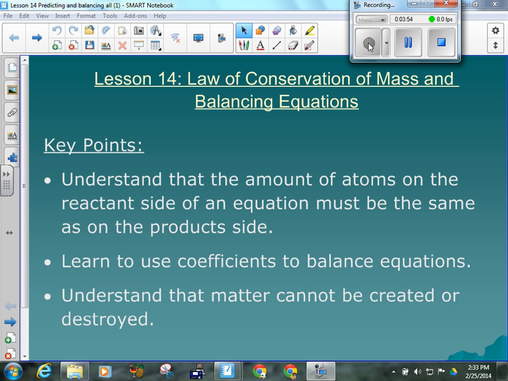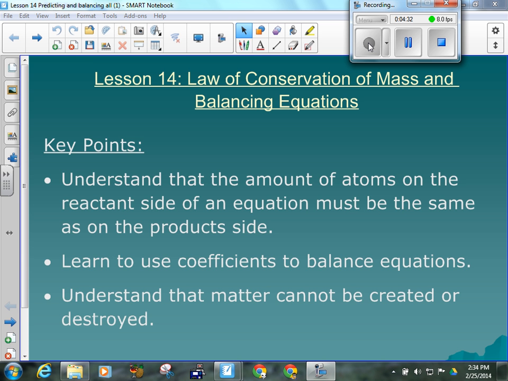All right, so just follow along here. If you've got lesson 14 in your notes, just go there. The first thing we have to understand is that the amount of atoms on the reactant side, that's the starting side of an equation, must be the same as on the product side. That's the whole reason that we balance. The reason that has to be true is that we have to obey the law of conservation of mass, or the law of conservation of matter, whichever way it's been explained to you. That says that matter cannot be created and it cannot be destroyed. Therefore, you have to have the same number of everything on both sides of a chemical reaction.